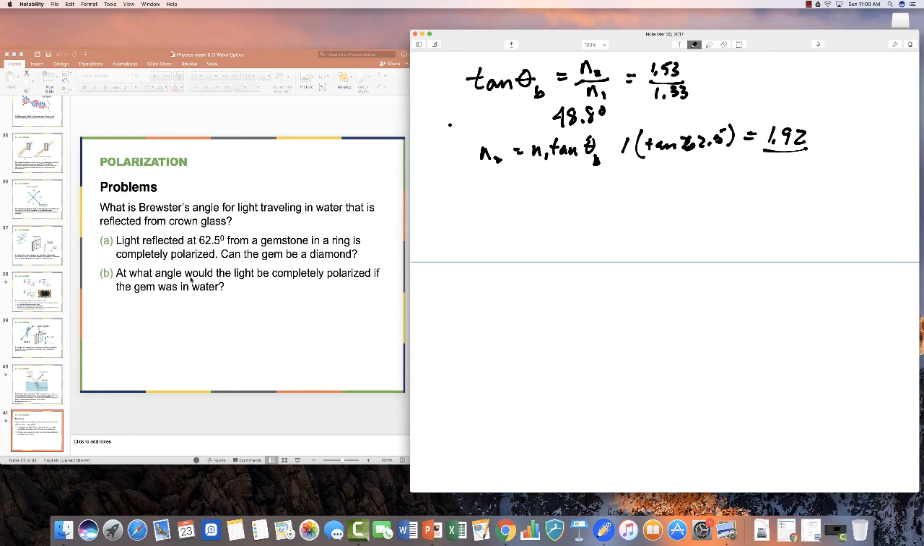If you take this same gem and put it in water, then what would be the Brewster's angle to completely polarize the light? And then you use this equation again, tangent theta b is equal to 1.92, which is what you just found, divided by 1.33 for water. And if you do the math here, theta b is equal to 55.3 degrees.